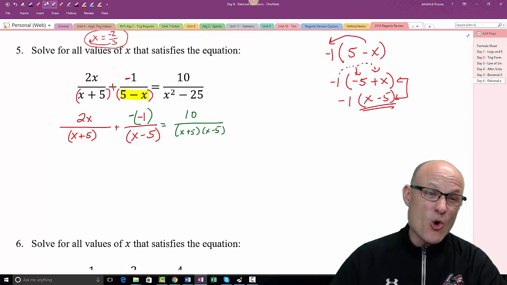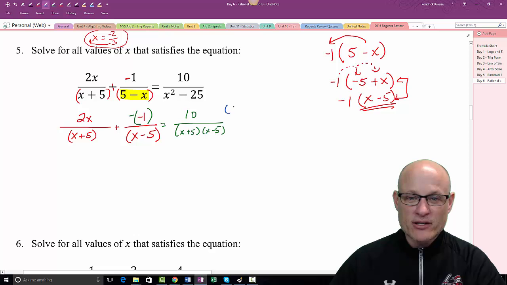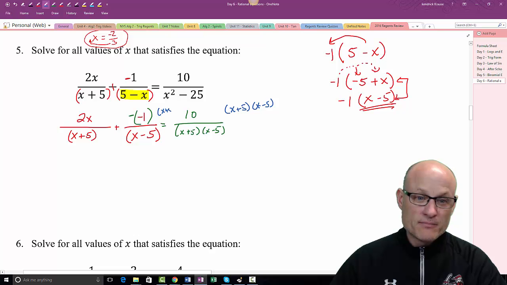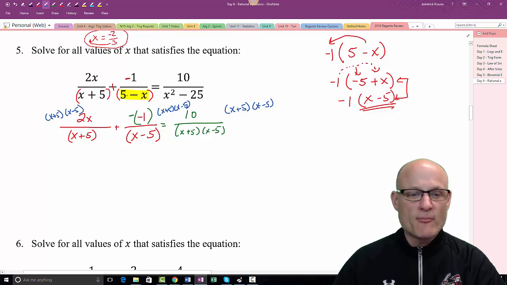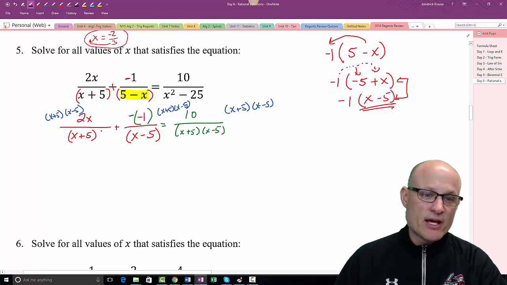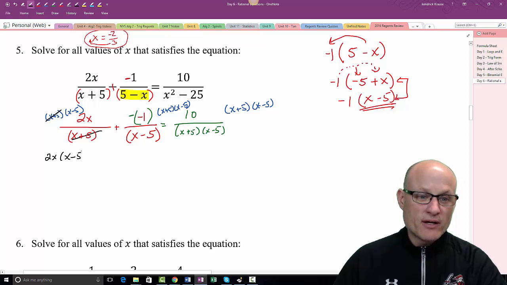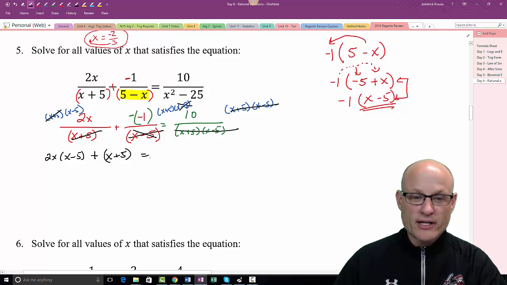Well, as you see it now, I hope that you're all seeing that the common denominator is x plus 5, x minus 5. Those are the common denominators. So I multiply everything through by it. This x plus 5 cancels with this. So I end up with 2x, x minus 5. This x minus 5 cancels with this x minus 5. Now this is really just a positive 1. So it's plus x plus 5 equals, that whole thing goes with that whole thing, and I get 10.